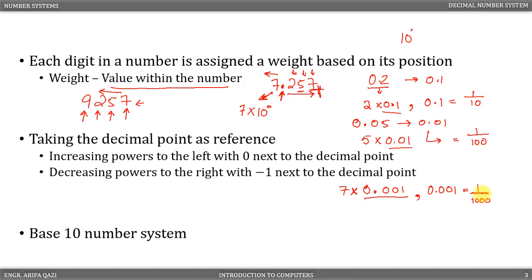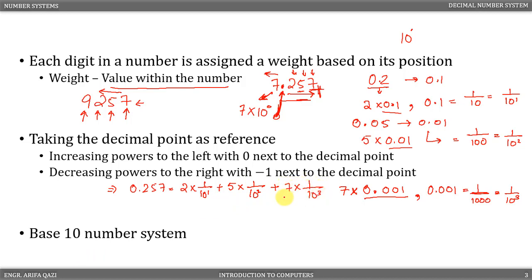Now, we already know how to write these 10, 100, and 1000 in terms of some power of 10. So we can actually write this as 1 over 10 raised to 1, 1 over 10 raised to 2, and 1 over 10 raised to 3. So if I rewrite this whole thing, I can say that everything to the right of the decimal point here, which is essentially 0.257, can be formed by multiplying 2 into 1 over 10 raised to 1 plus 5 multiplied by 1 over 100 or 1 over 10 raised to 2, adding it to 7 times 1 over 10 raised to 3. We form the pattern this way as well.